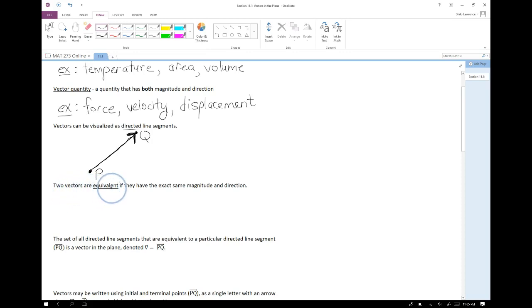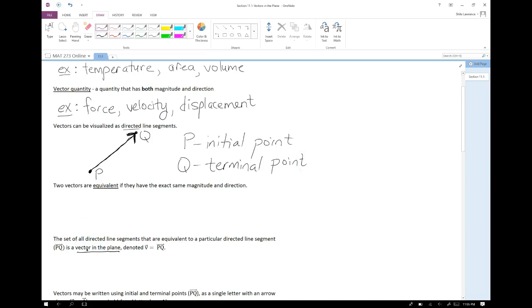So two vectors are equivalent if they have the exact same magnitude and direction. And if we take the set of all directed line segments that are equivalent to a particular directed line segment, such as PQ here, that's going to give us a vector in the plane. So a vector is not tied to specific starting and ending points. We call P the initial point, and we call Q the terminal point. The terminal point is where our arrow is pointing.